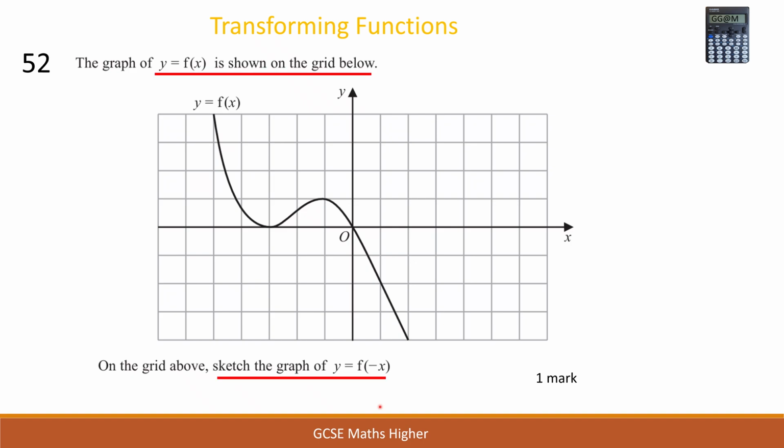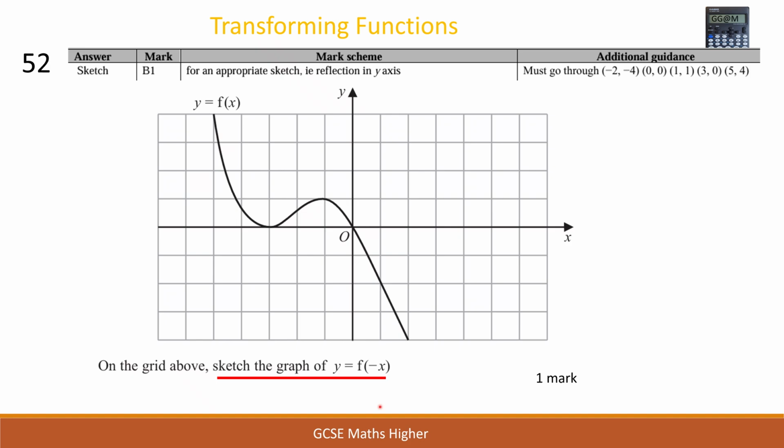So the keywords are here, and the answer was it was a reflection in the y-axis. So you need to know this means you were reflecting in the y-axis. So here is my y-axis, here's the mirror line, so it should be going the opposite direction like this, down and up there. So make sure you know how to reflect these graphs.